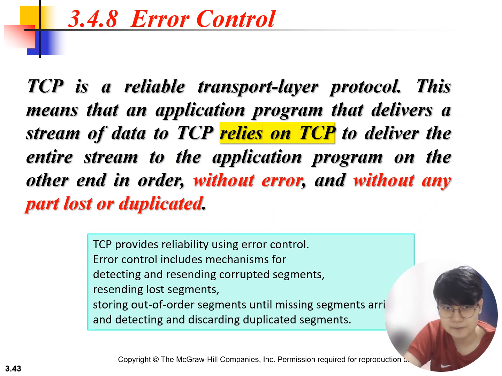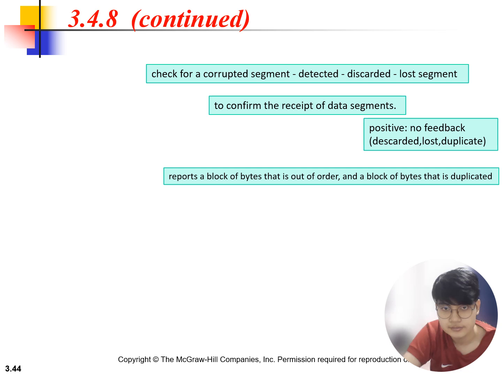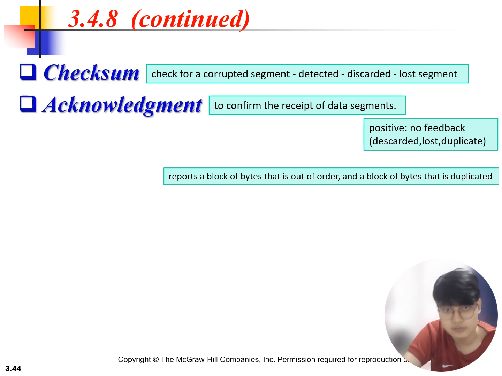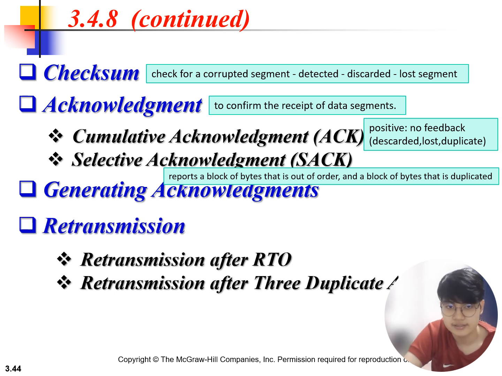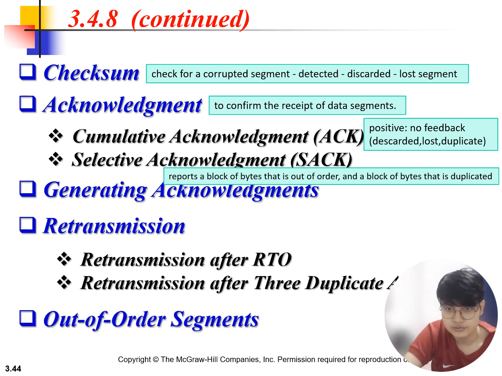Error control. TCP is a reliable transport layer protocol. This means that the application protocol that delivers a stream of data to TCP relies on TCP to deliver the entire stream to the application protocol in order, without error, and without any part lost or duplicated. According to checksum, acknowledgement, ACK and SACK, generating acknowledgement, retransmission, RTO, and three duplicate ACKs for the segment.